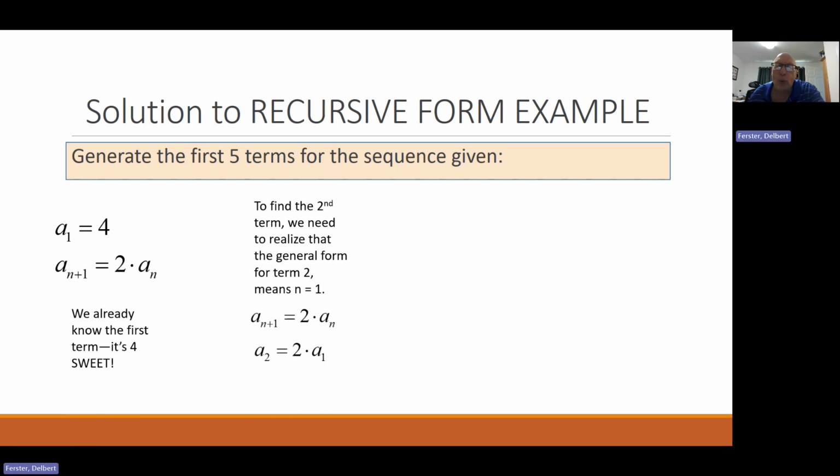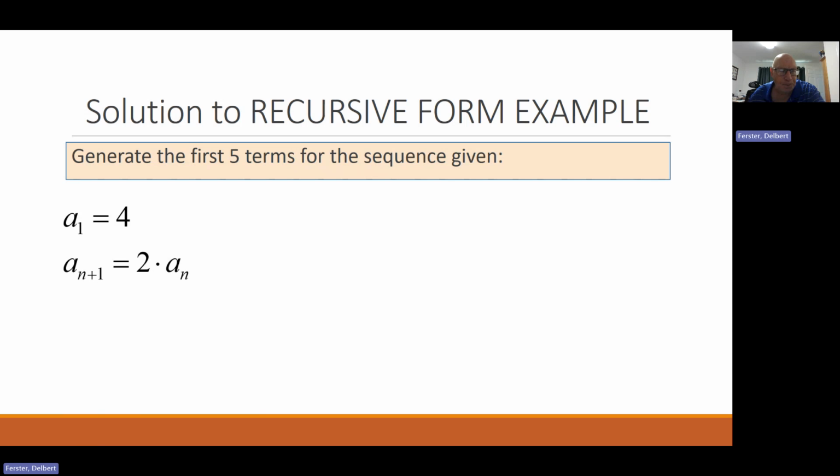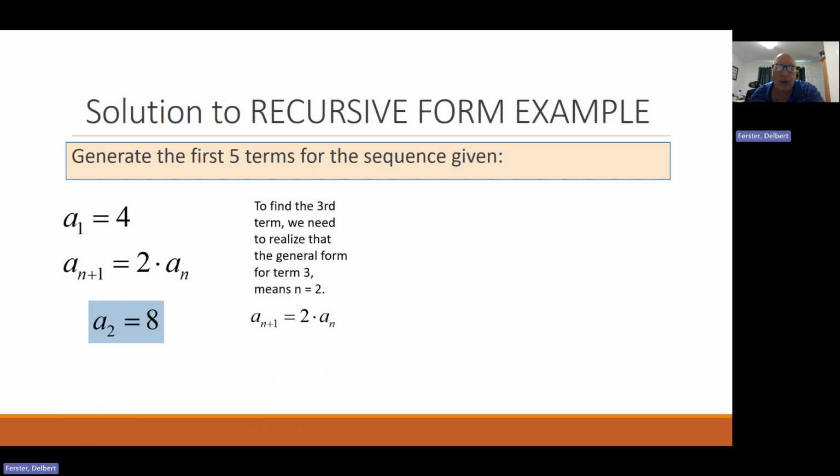That would mean term 2 becomes 2 times term 1. Term 1 happens to be 4, we know that, and that gets us term 2 at 8. Reminding that term 2 is 8, that second term will somehow create the third term. And again, that subscript n plus 1 becomes a 3 if n is 2. Term 3 then becomes 2 times term 2. Term 2 was 8, so that makes term 3 16.